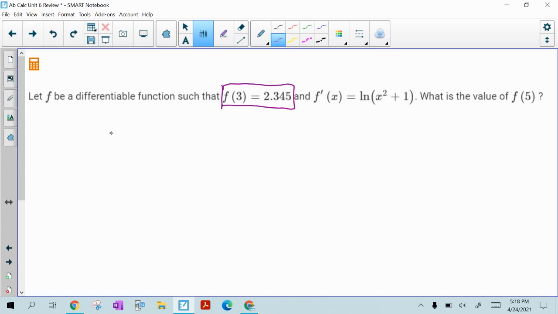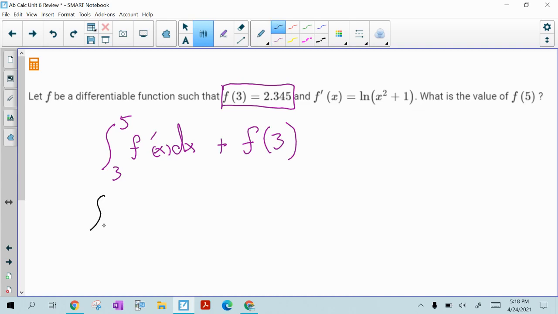So what I can say is I can integrate from my known value, which is 3, up to 5 of f prime of x dx there, which hopefully is not too earth-shattering. And then I just add the initial value, which is f of 3. So when it comes to doing the actual hard work, we're going to say, well, we're going from 3 to 5 of the natural log of x squared plus 1 dx plus the 2.2345 thing.